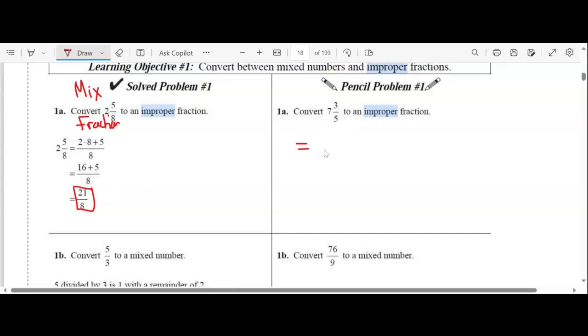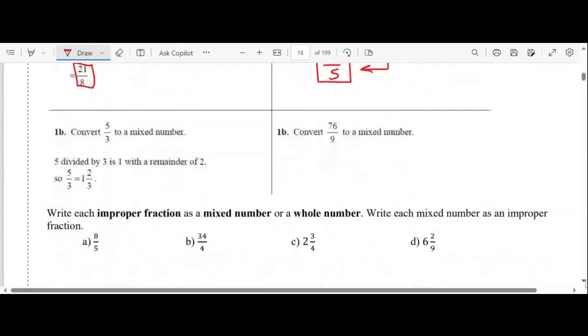Yalla, fast. Who can tell me? 7 times 5 plus 3 over 5. Yes, 7 times 5, how much? Plus 3 over 5. Okay, so 38 over what? It is called what? Improper fraction. Clear or not clear? Clear.